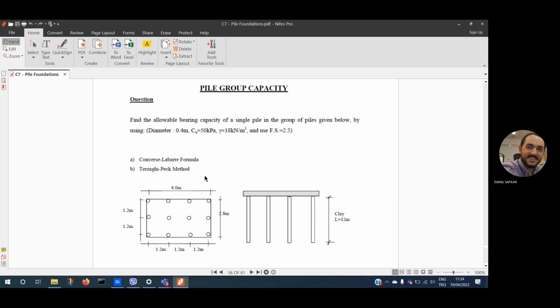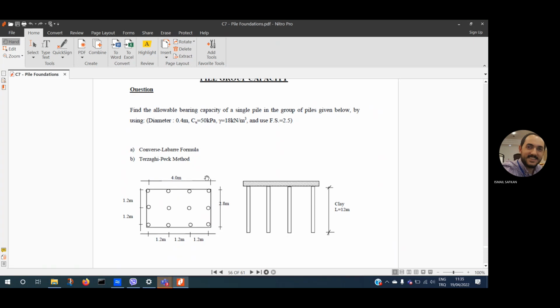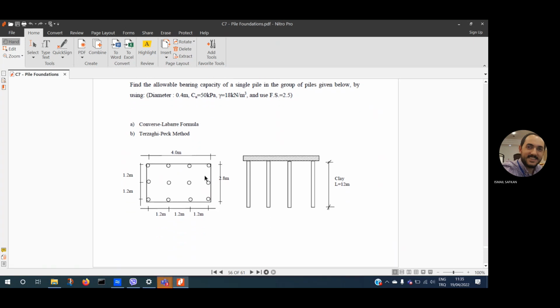We have in total 12 piles in this example. The question says, find the allowable bearing capacity of a single pile and then find the total capacity of this raft with those piles. We will neglect the capacity of the raft foundation here. I mean, you have a contact with the soil there, but we will neglect it.